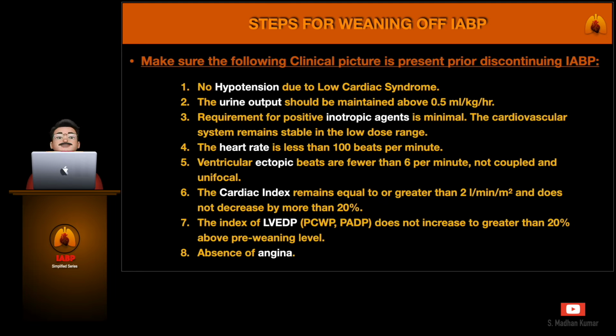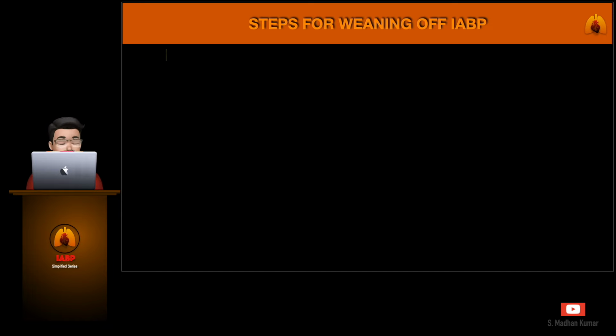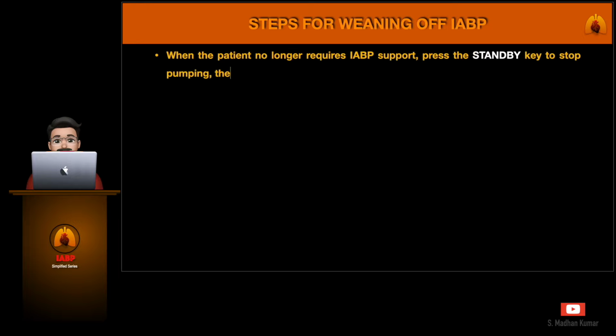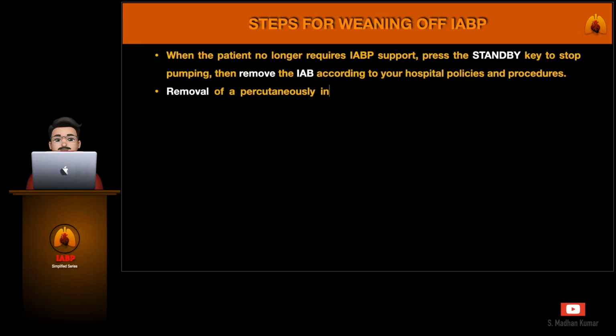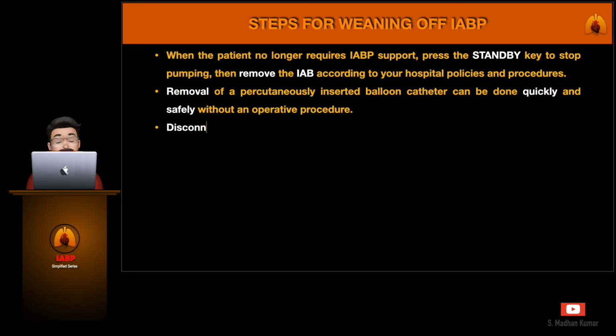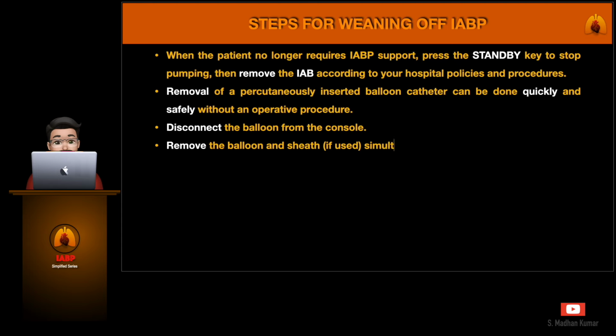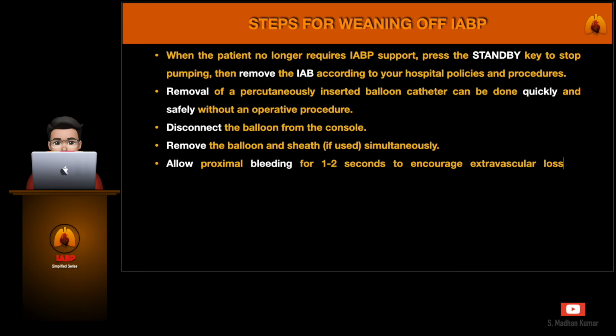The cardiac index remains equal to or greater than 2 liters per minute per meter square and does not decrease by more than 20%. The LVEDP does not increase to greater than 20% above pre-weaning level. Absence of angina. When the patient is no longer requiring IAB support, press the standby key to stop the pumping. Then remove the IAB according to your hospital policies and procedures.